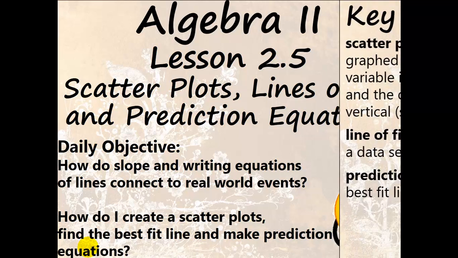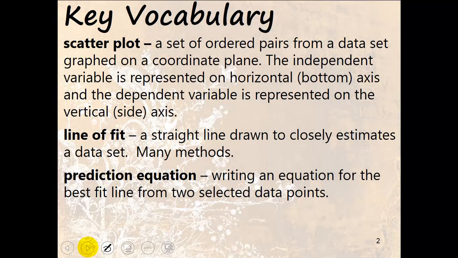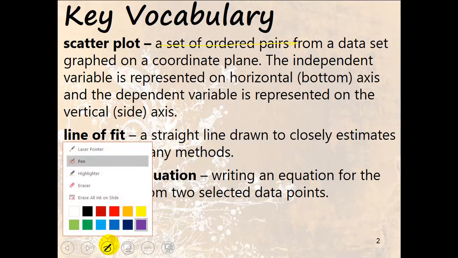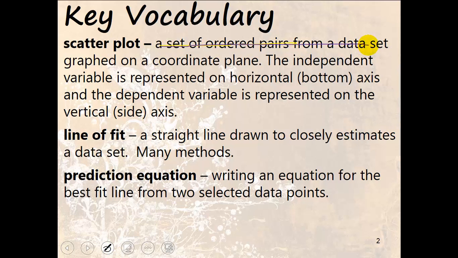Couple of terms. A scatter plot is a graph of a set of ordered pairs, and the ordered pairs come from two sets of data.